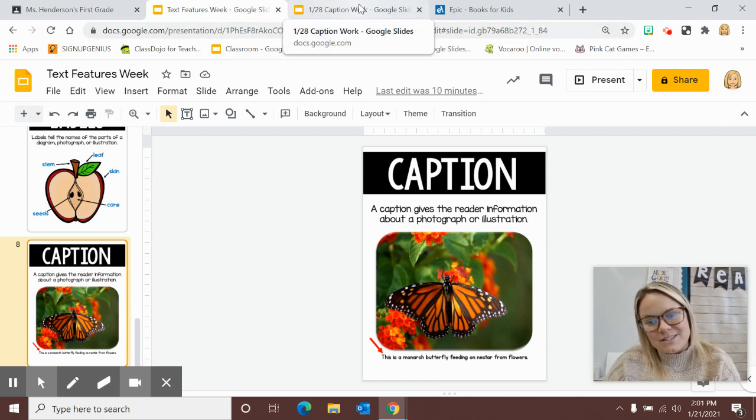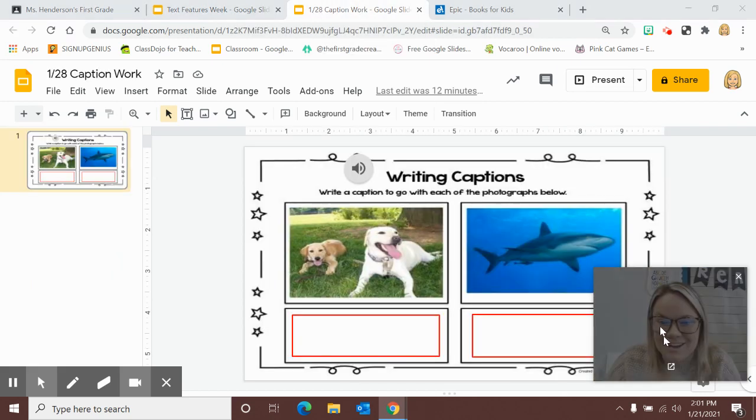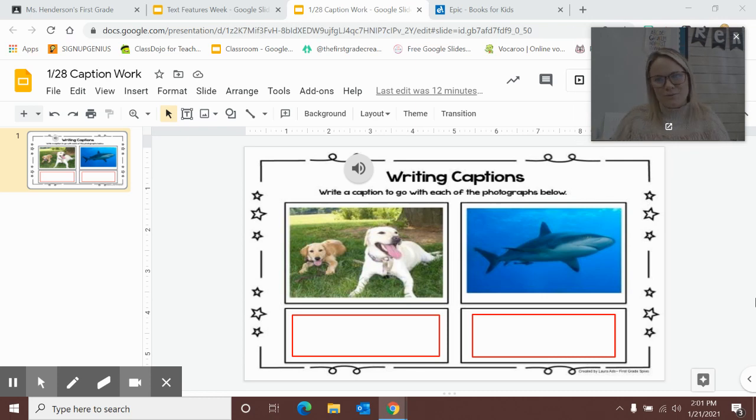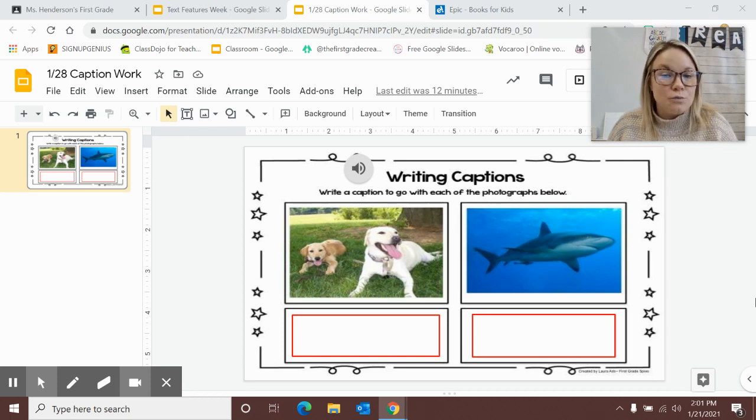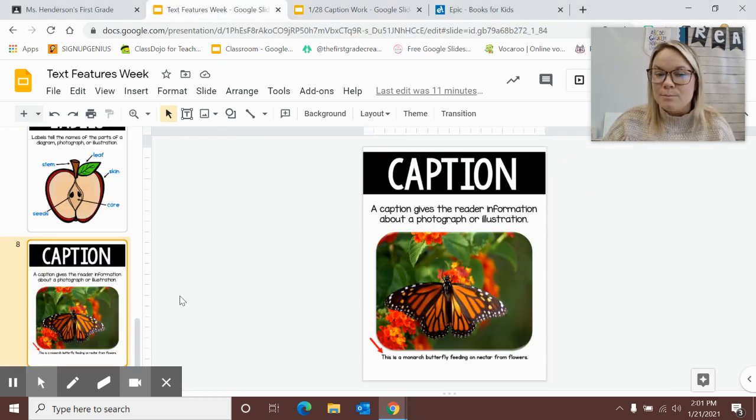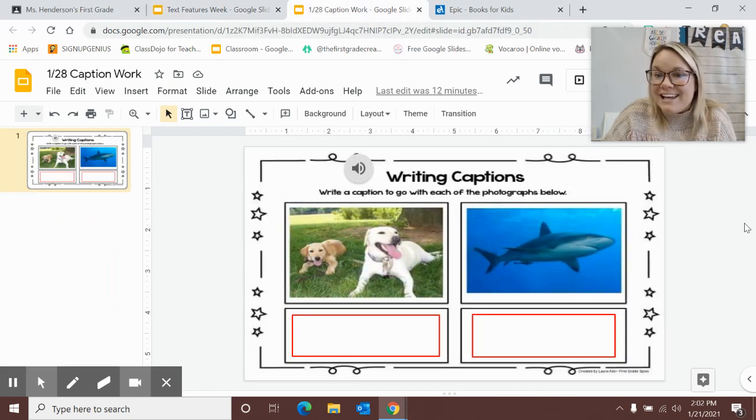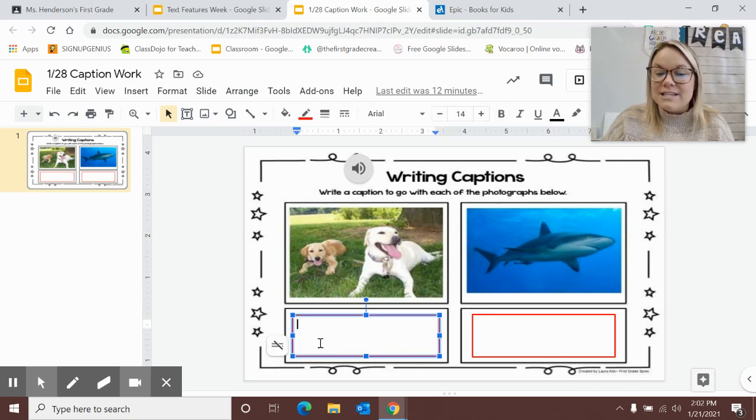Your job for today, boys and girls, of course, is to read for 15 minutes on Raz Kids, but then you have a fun, creative job to do. You are going to be the author, and you're going to have a chance to write a caption to go with each of the photographs below. So, a reminder, a caption is a quick sentence that explains what the picture is. So look at these two pictures, boys and girls, and you're going to type into the box. What is your caption? What is happening in that picture?